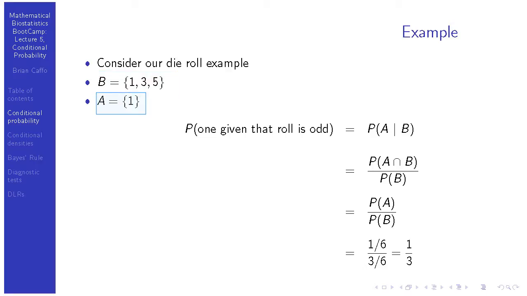So the probability of A given that B has occurred is the probability of the intersection. And in this case, A is the set containing 1, B is the set containing 1, 3, and 5. So A is a subset of B, so when you intersect the two, you just get A by itself. So it works out to be the probability of A divided by the probability of B. The probability of A by itself is 1/6. The probability of B is 3/6, and we get 1/3, exactly the answer that our intuition told us.